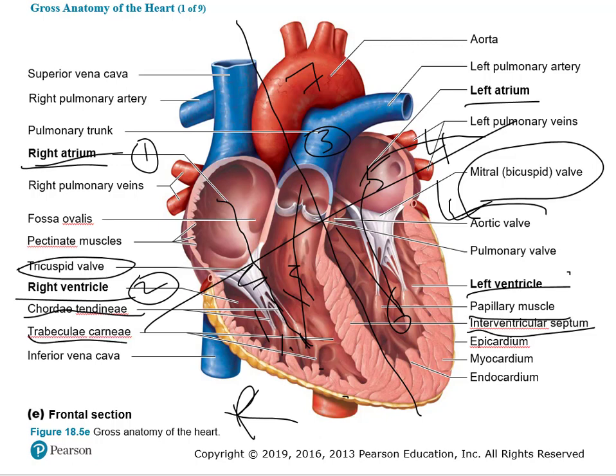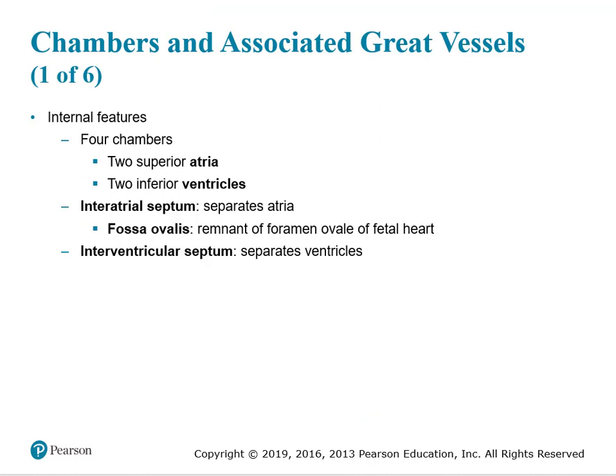The bicuspid is called the bicuspid or mitral valve because it has two flaps which go through, again, the chordae tendineae to the papillary muscle, which attaches to the ventricle wall as well. So this basically is the brief structure of your internal anatomy. Let's look into detail at what these chambers have.